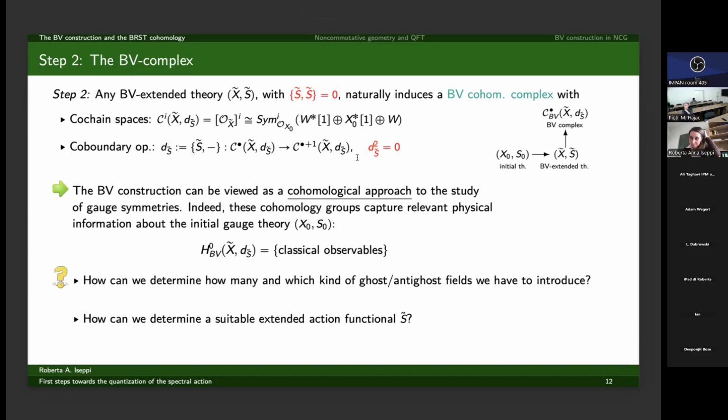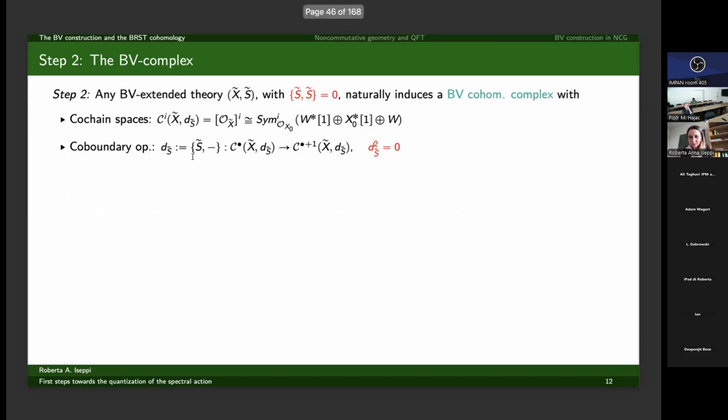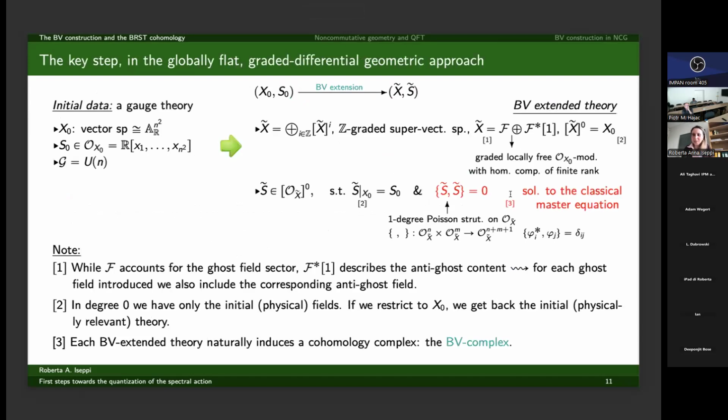But sorry, what is this Poisson-looking bracket? I understand that S tilde is now a function on X tilde. But what is the meaning of this red bracket? So these brackets are just, I think it was written here. Okay, yes. Okay, thank you. I just forgot that. Yes, thank you so much. Yes, so Poisson. Okay, fine.